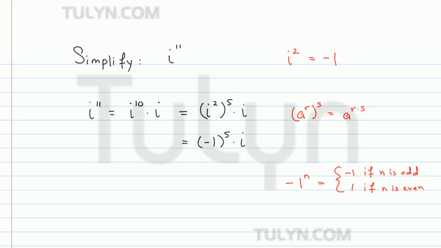So since 5 is an odd number, then -1 to the 5th power just becomes -1, and then we have that times i, and then -1 times i is just -i. So i to the 11th power simplifies to just -i.